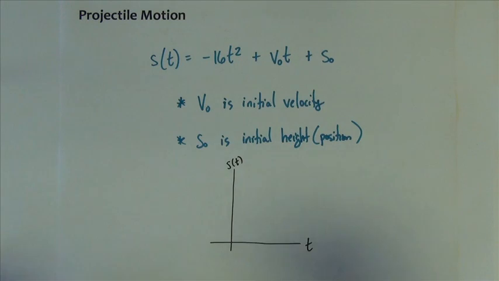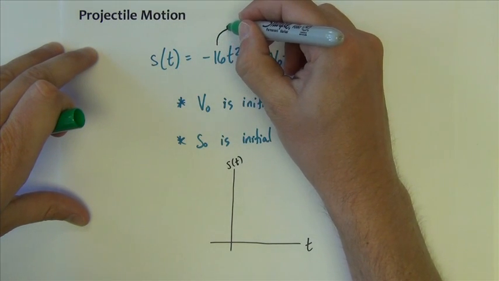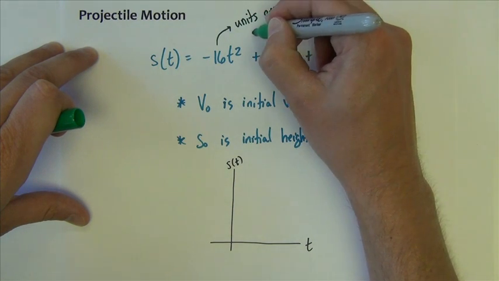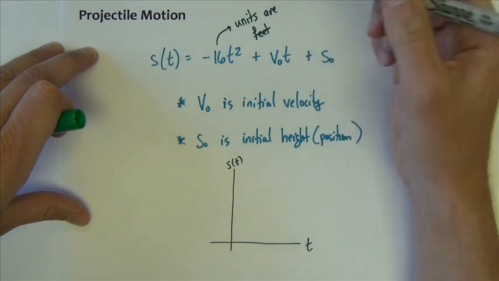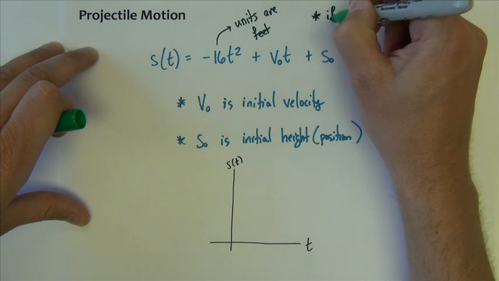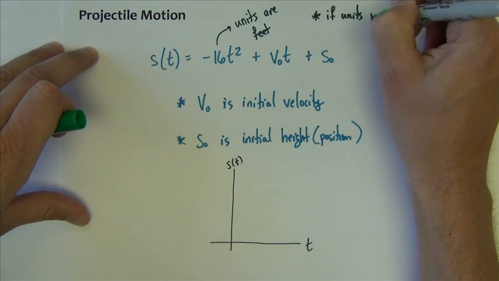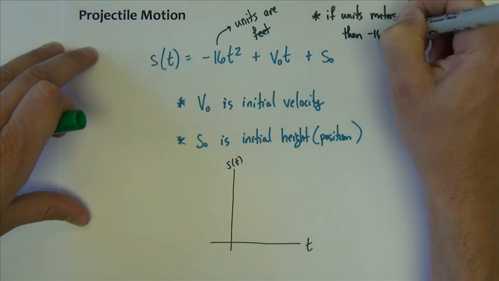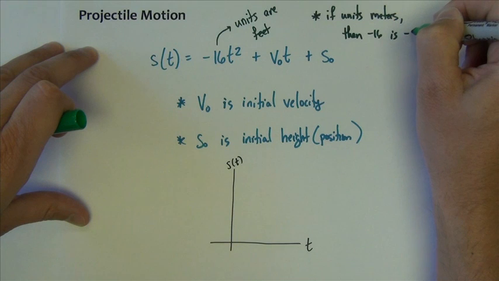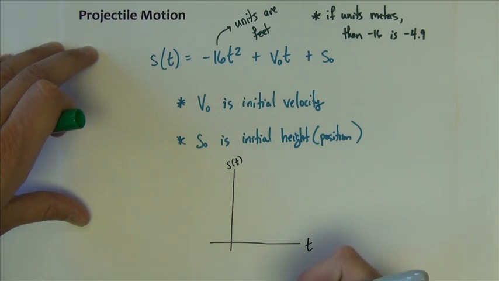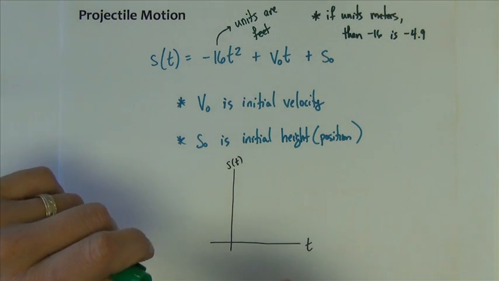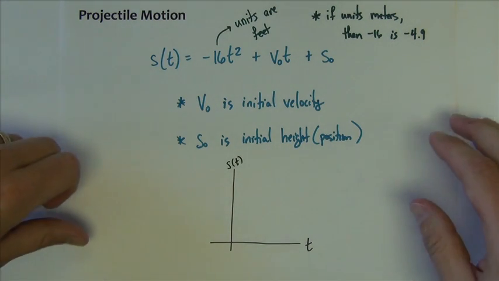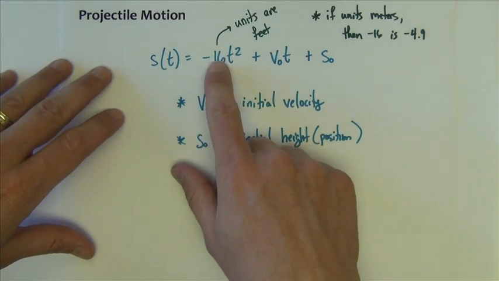One note, the negative 16 is if the units are feet. If the units are in meters, then the negative 16 is negative 4.9. Okay. Our text typically uses feet, but on occasion you see meters per second, that sort of thing, and then you just make a little simple change.